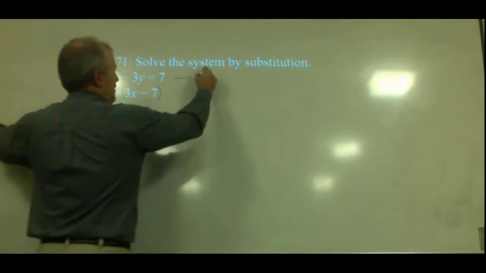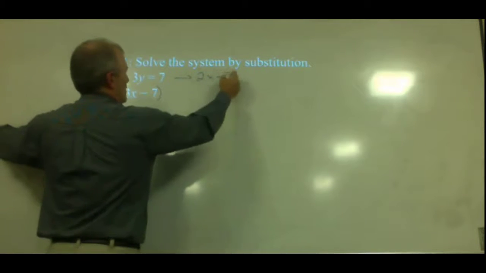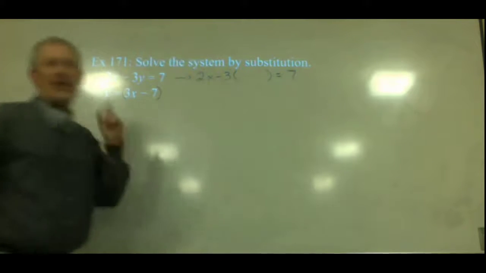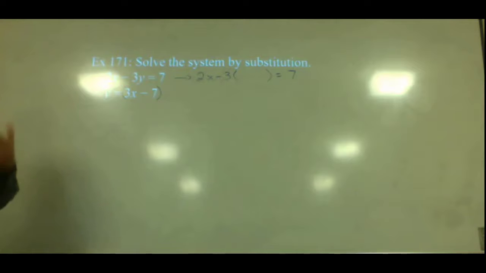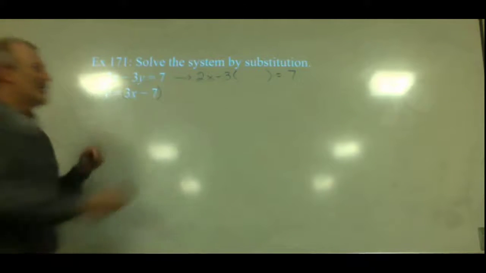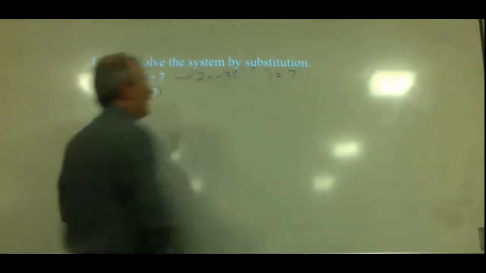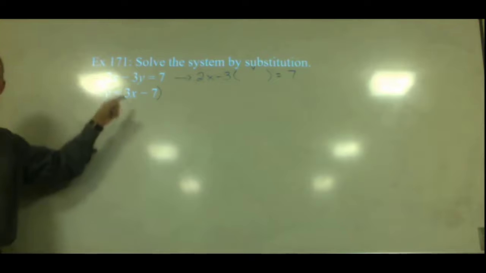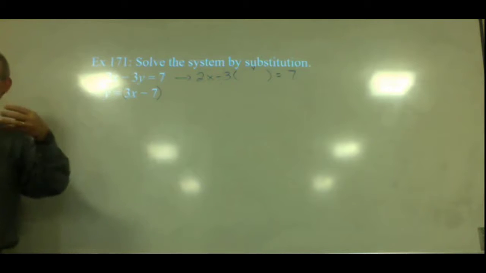And we're going to write down 2x minus 3 times y equals 7. But we're going to replace the y. We're going to substitute. What do we put in place of the y? Because this was a y. 3x minus 7. Does that make sense? We can replace the y with 3x minus 7 because they're equal?